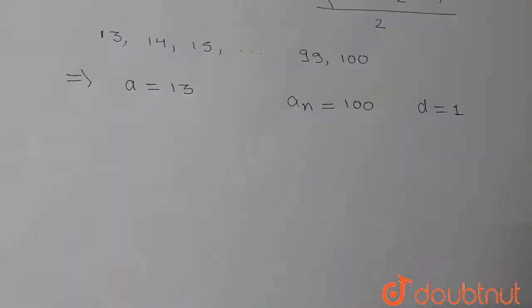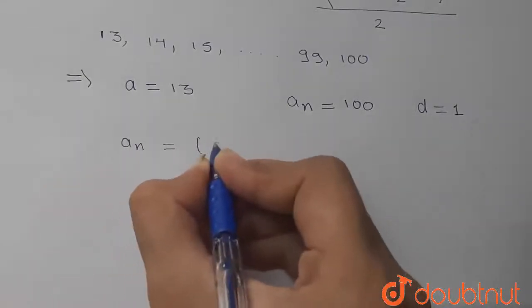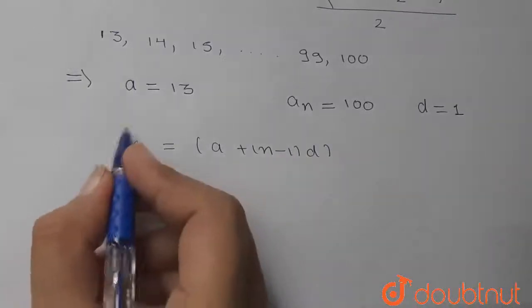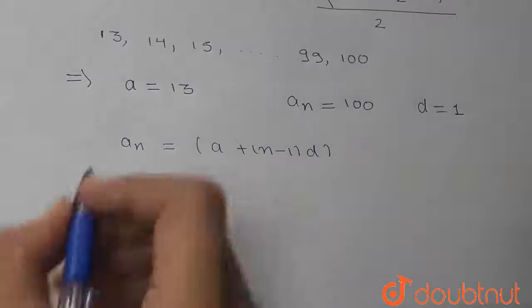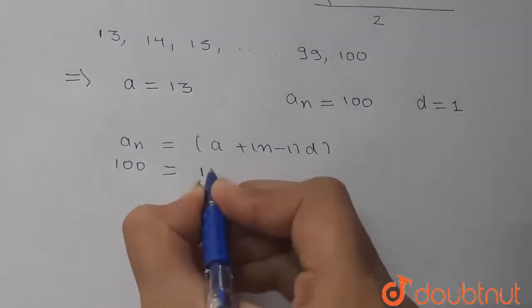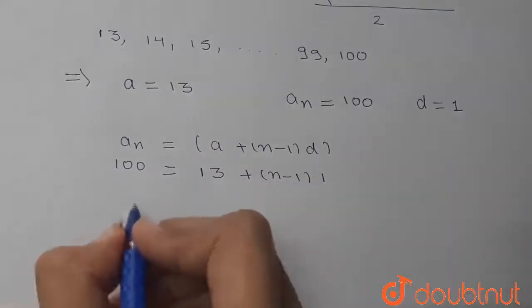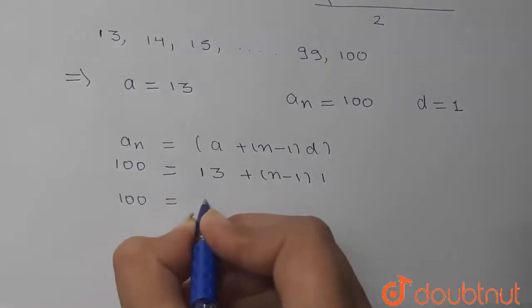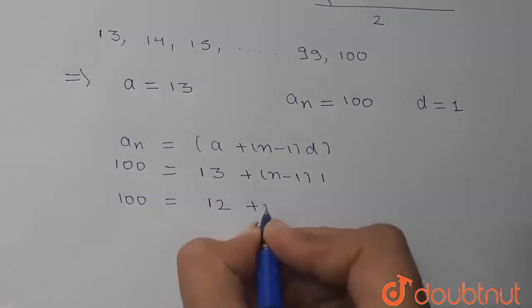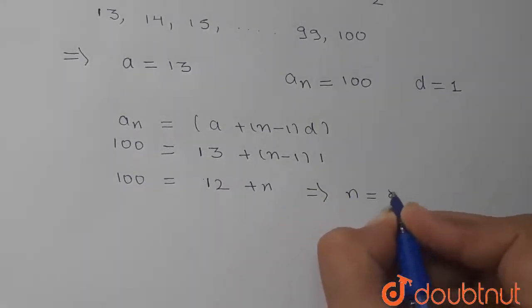Now we know the formula to calculate the nth term in an AP, that is an equals a plus (n minus 1) into d. Here the last term is 100, so we put 100 equal to 13 plus (n minus 1) into 1, as the common difference is 1. So 100 equals 12 plus n. This implies that we are getting the value of n as 88.